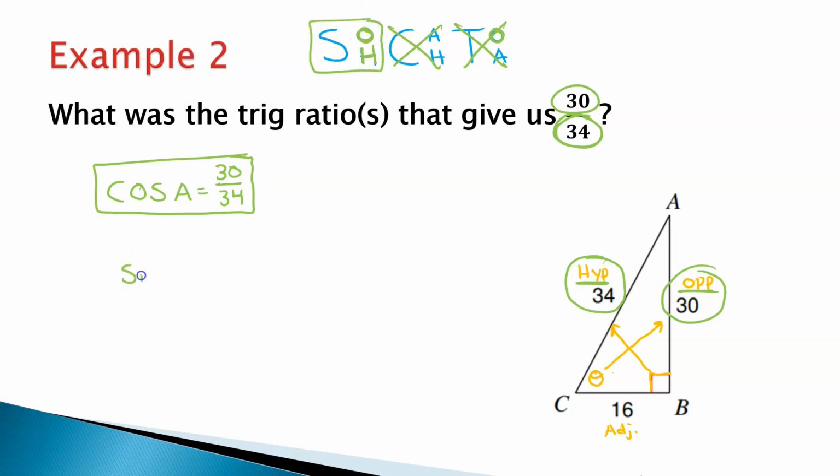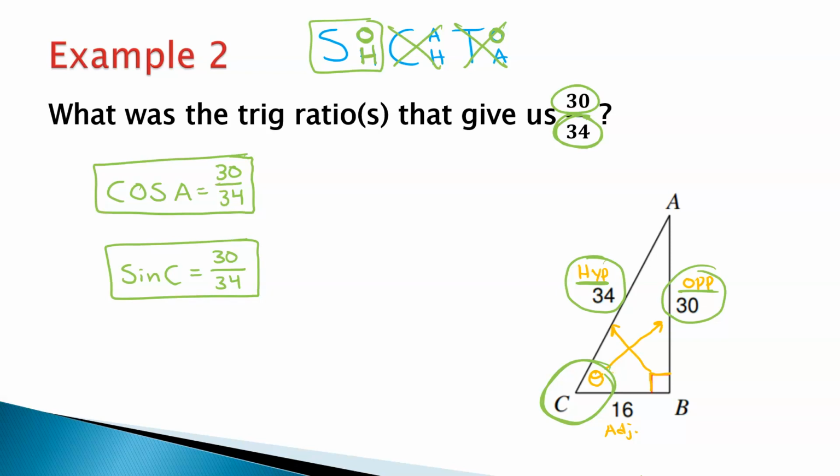Sine of what angle now, though? Sine of, where were we standing at? This time we were standing at angle C. Sine of angle C is equal to your opposite, which was 30, over your hypotenuse, which was 34. There you have it, guys. Those are the 2 answers that we're looking for.